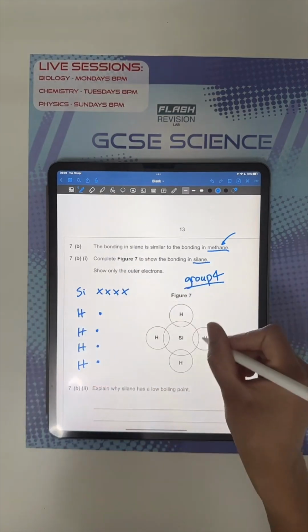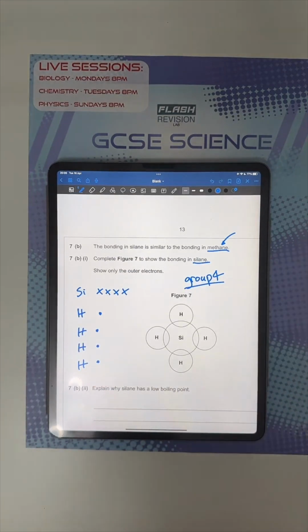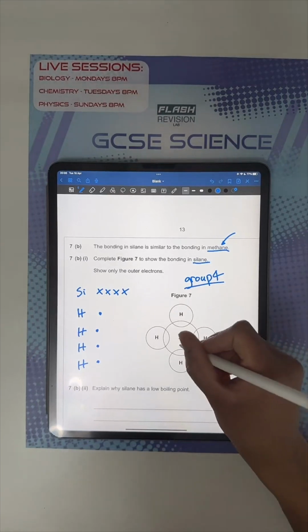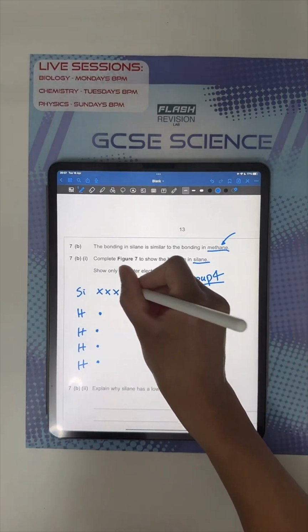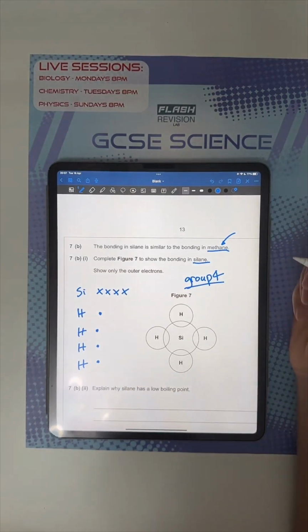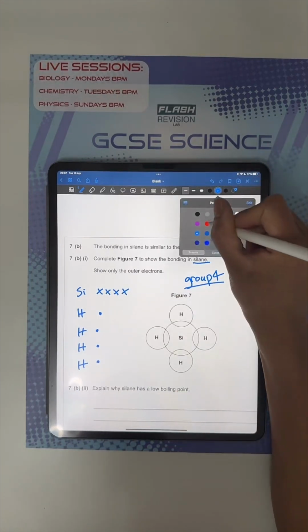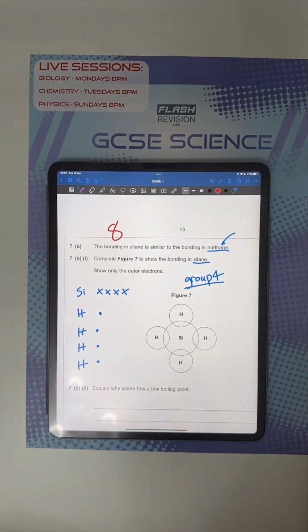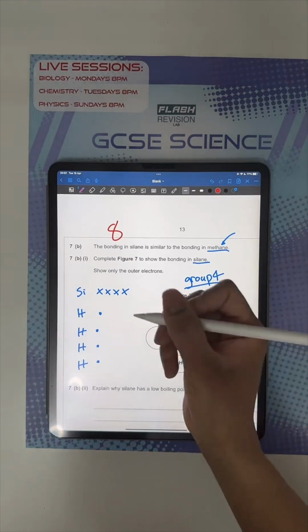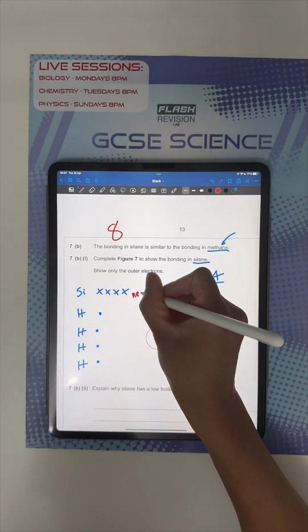This is all we can have in this diagram. We can't add any extra dots or any extra crosses, and we can't get rid of any. All of these are going to have to be arranged to give each atom a full outer shell, okay? So if silicon has 4 electrons on its outer shell, how much does it need for a full outer shell? Full outer shell is 8. Thanks, Macy. So it would need 4 more.